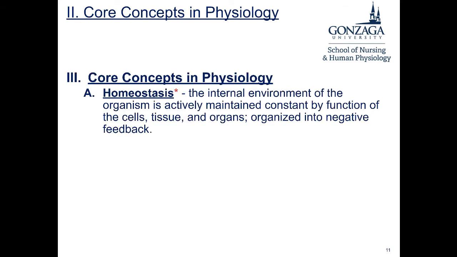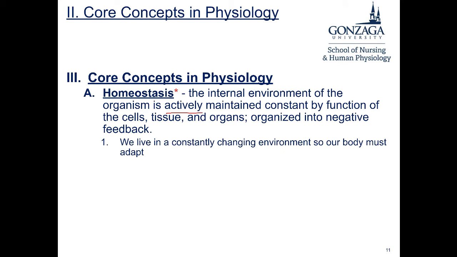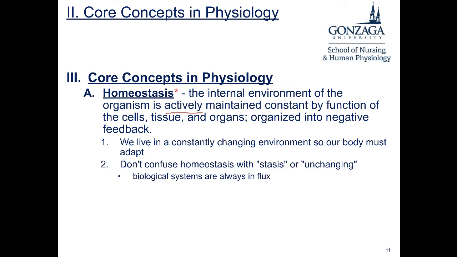So the first one, homeostasis. Internal environment of the organism is actively maintained constant by a function of the cells, tissue, and organs, and is often organized into negative feedback. What I mean by that is negative feedback maintains homeostasis. Moral of this story is we live in a constantly changing environment, so our body has to adapt. If we do not maintain homeostasis, problems can occur with our body.